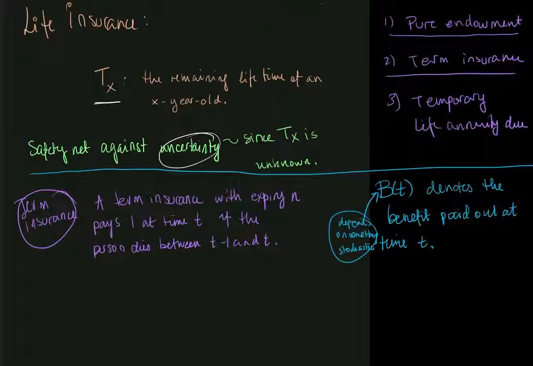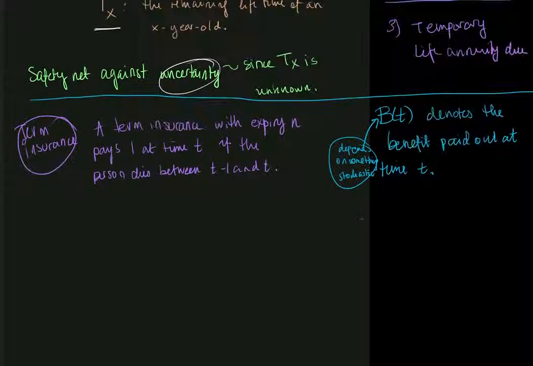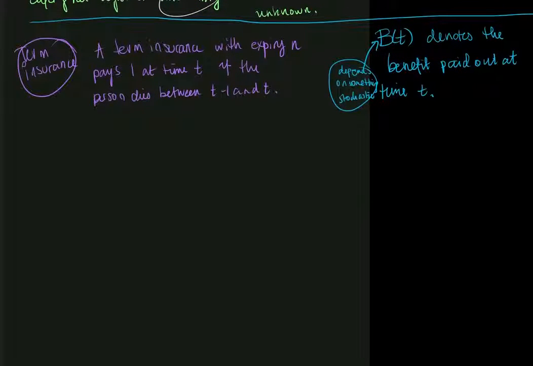So I actually think they do write up the expression for B of T, which they say is equal to the indicator function of death occurring between time T minus 1 and T, where T goes from 1 to 2, 3 and so on up to N. So this is the term insurance.